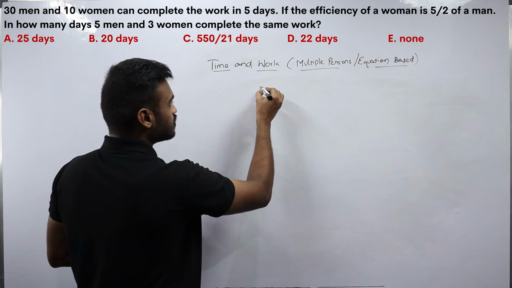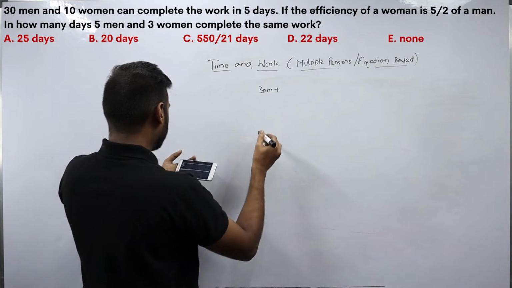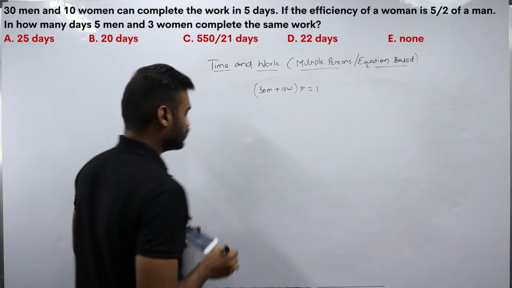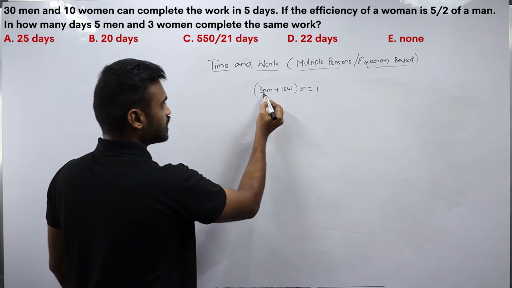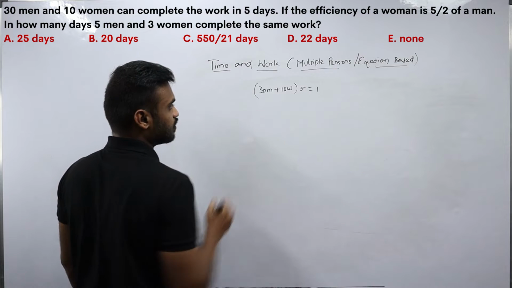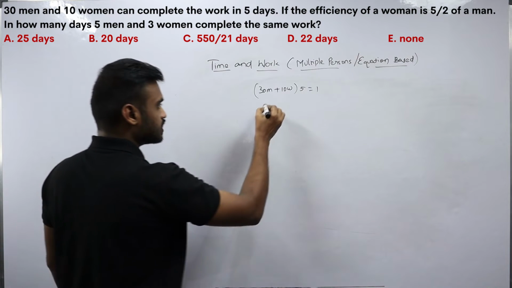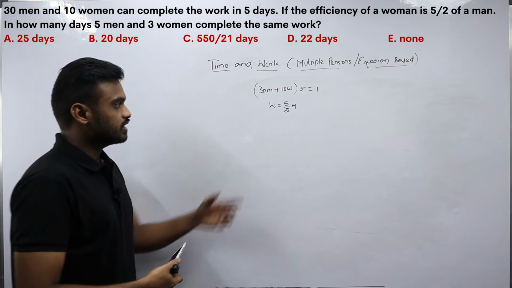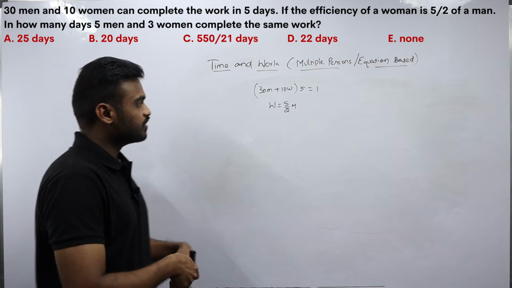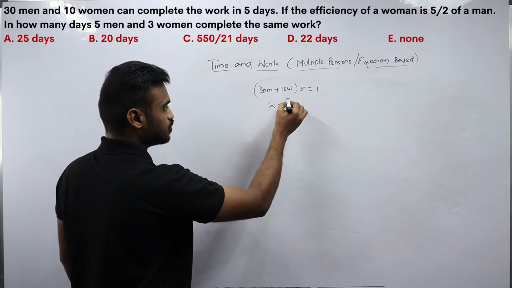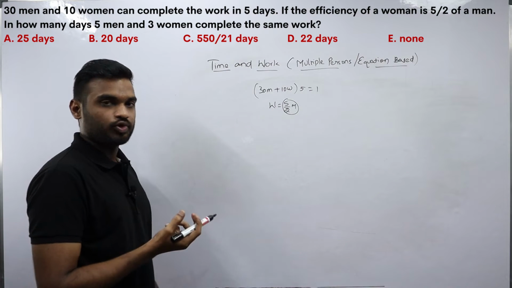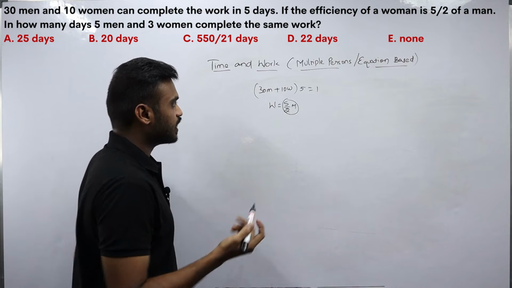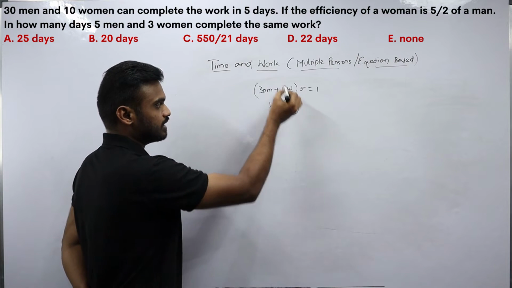They are saying 30 men plus 10 women can complete the work in 5 days. And also they are saying the efficiency of a woman is 5 by 2 of a man. So wherever I find women, I can simply substitute 5 by 2 man there. I hope you are understanding. They have given that the efficiency of a woman is 5 by 2 of a man, so wherever I find women, I can simply substitute 5 by 2 man there.